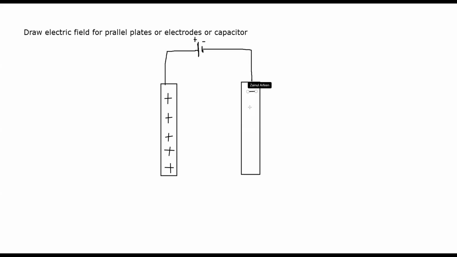And the second one is negative. So what is the electric field pattern? It's always from positive to negative. So the field lines, when you represent them, go from positive to negative. Parallel field lines, like equally spaced field lines.